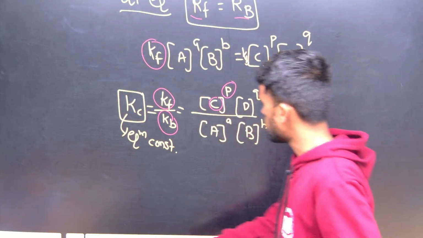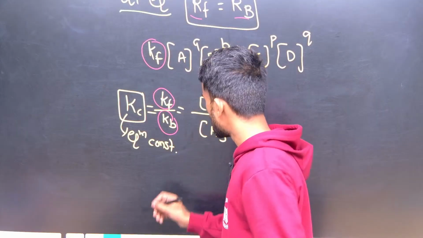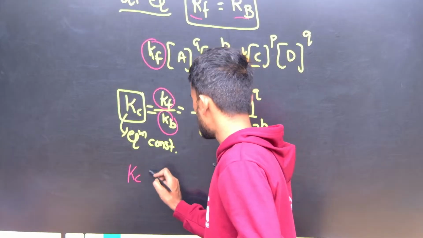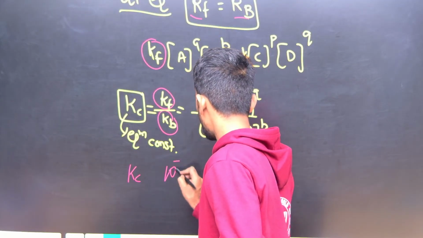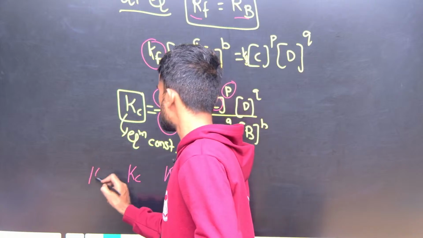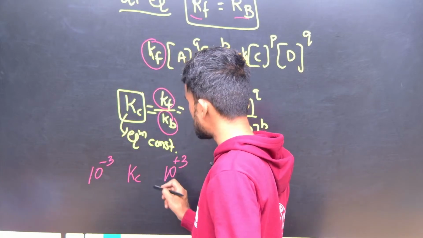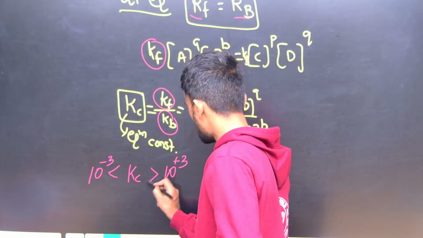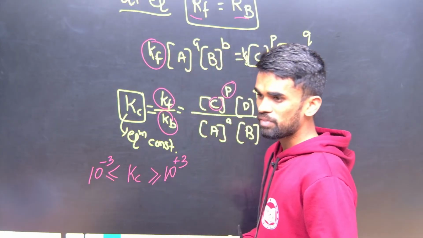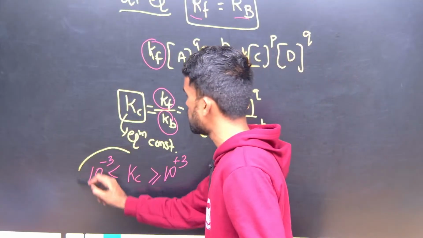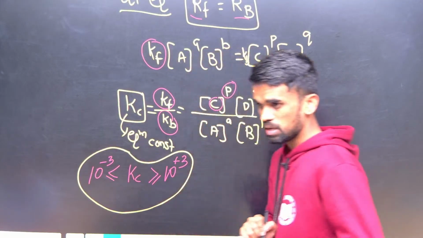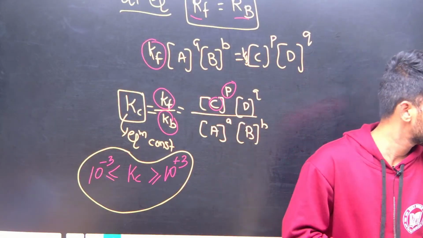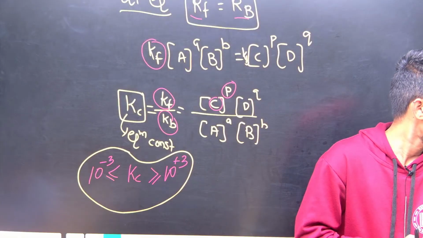Now, in most cases the equilibrium constant Kc lies between two numbers: one is 10 power plus 3 and one is 10 power minus 3. It means Kc will be greater than 10 power minus 3 and less than or equal to 10 power plus 3. So the equilibrium constant value will be in this order for a reversible, equilibrium reaction. This is the thing you need to remember here.